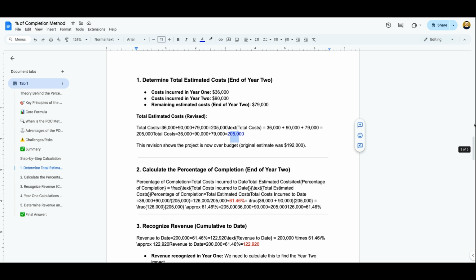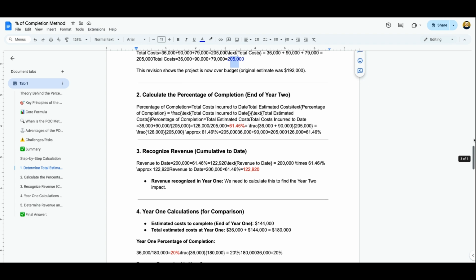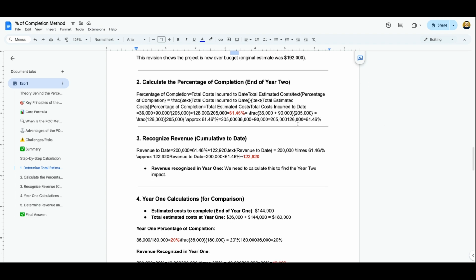Now we're going to find the first percentage completion ratio. We have the year one cost of 36,000 plus 90,000 over the total cost, which we found to be 205,000. That gives us a ratio of 61.46%. This fraction represents the end of year two percentage completion of revenues.